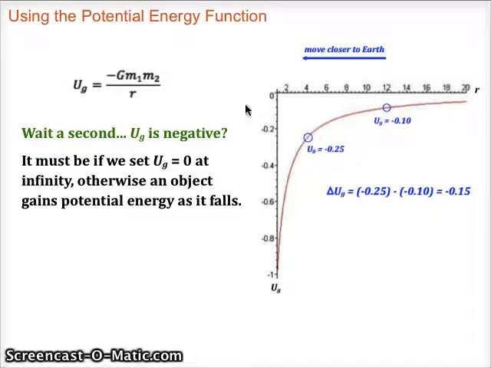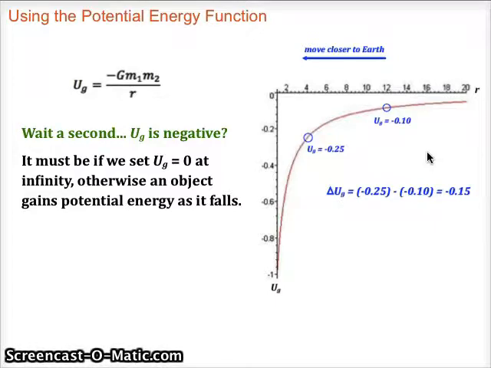Okay, it's a negative function, meaning that it's all below the x-axis, and it's an inverse function, which means that we have this shape to the curve. If an object moves from a high point to a low point, like here it's at r equals 12, here it's at r equals 4, the potential energy does decrease. Okay, it goes from this level down to this level. It's just that it's going from a negative value to a negative value. So negative 0.1 to negative 0.25.